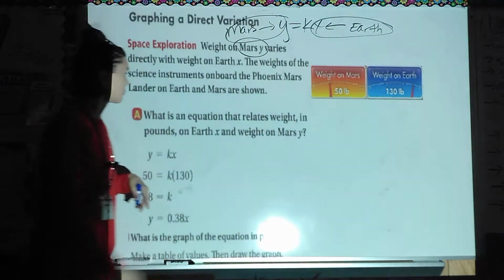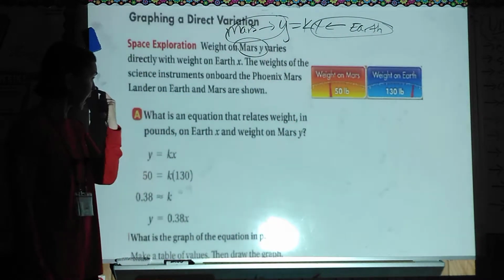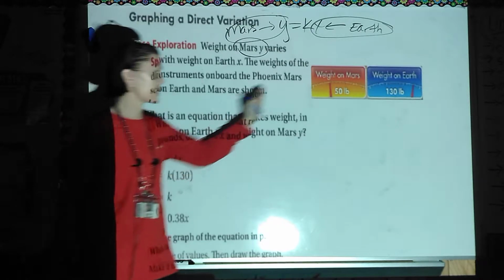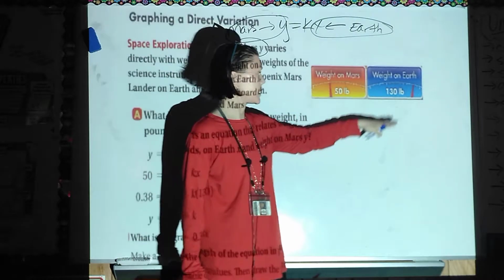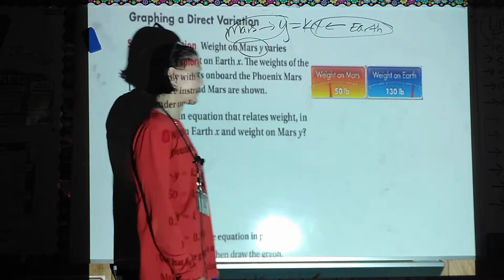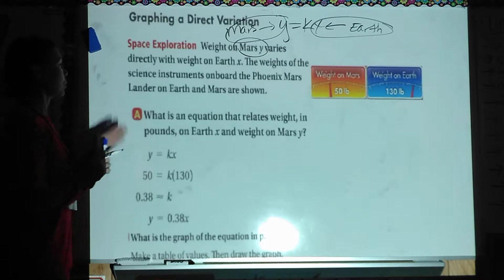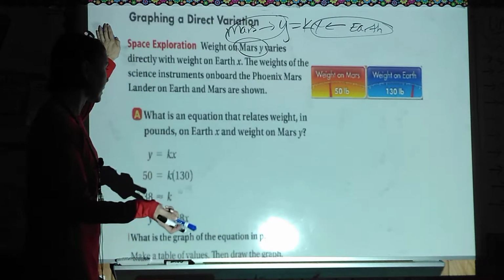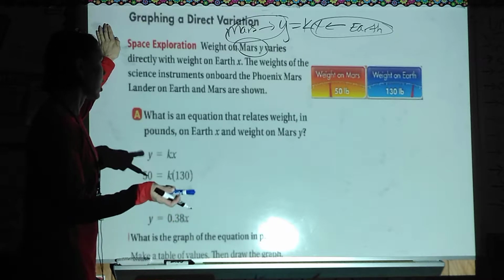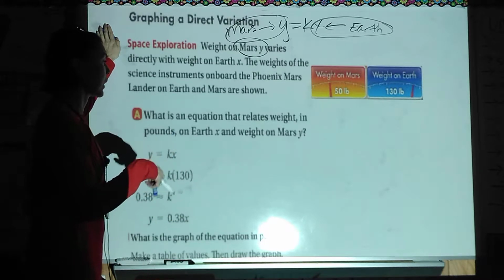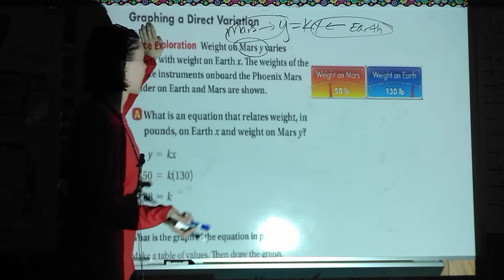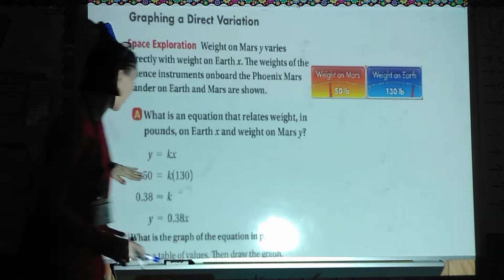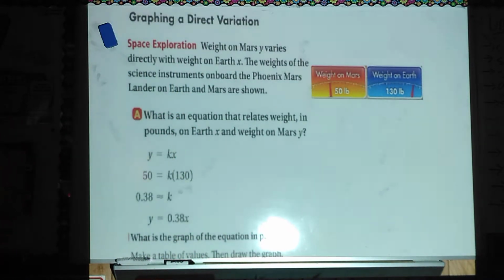The weights of the science instruments on board the Phoenix Mars lander on Earth are shown here. So weight on Mars is 50 pounds and the weight on Earth is 130 pounds. Which equation relates the weight in pounds on Earth x and the weight on Mars y? That's what we're going to go through step by step. Write your equation y equals kx.